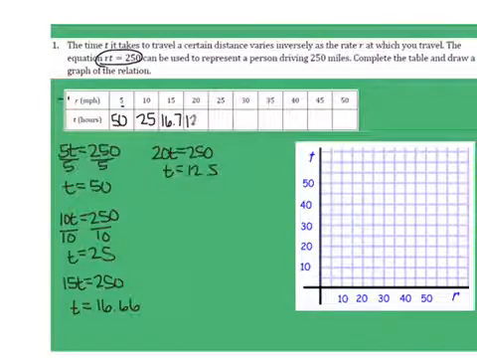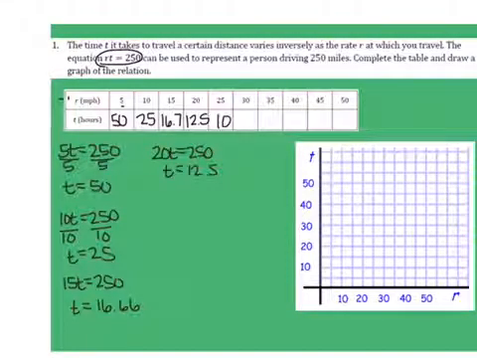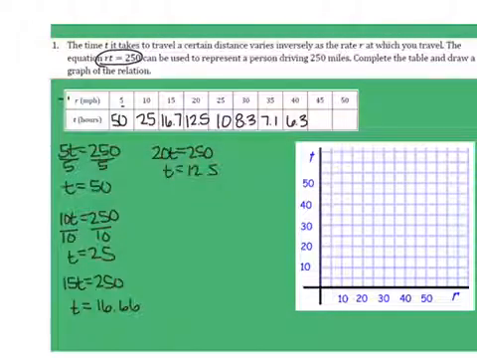You can keep writing out that work and getting the answers. If I plug in 25, I get 10. Plug in 30, you get 8.3. 35, 7.1. 40, 6.3. 45, 5.6. And 50, I get 5.